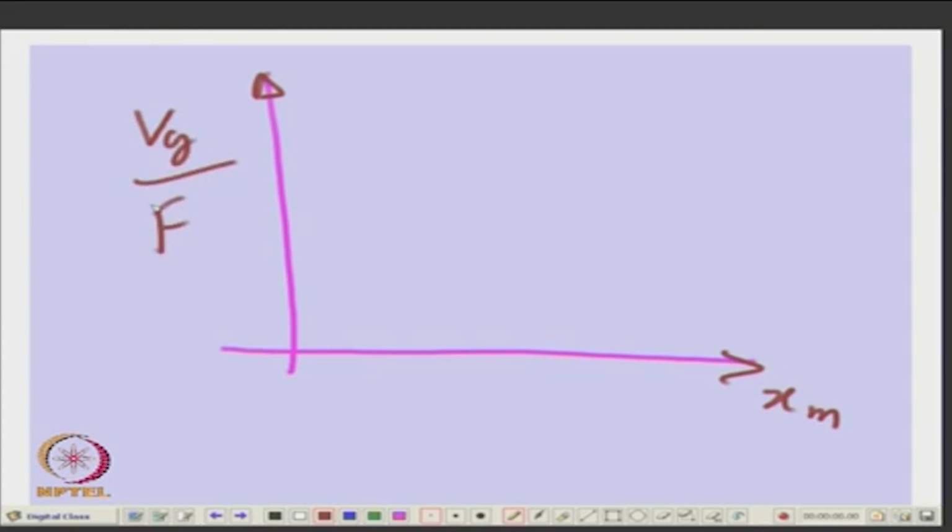How will this variation be? Unsaturated, it will have the low value of Vg by f, the low value of air gap voltage. You expect the Xm to be constant and unsaturated, right? So, it will be like this, sorry, this is constant, unsaturated, is it not?